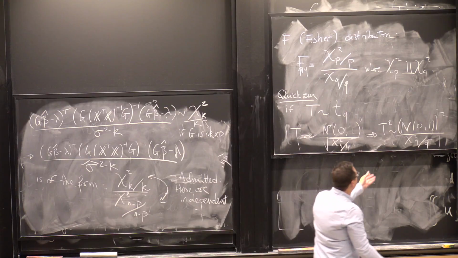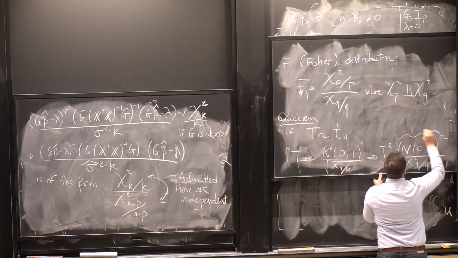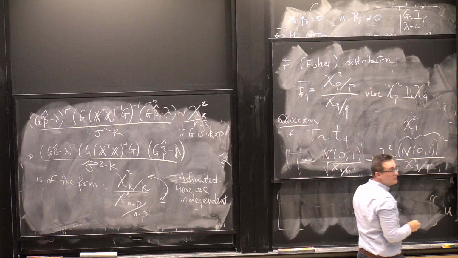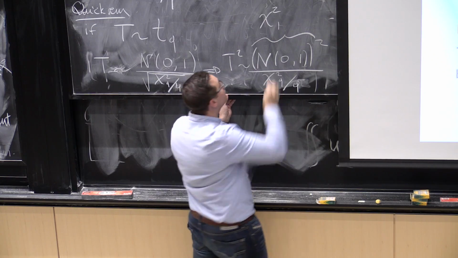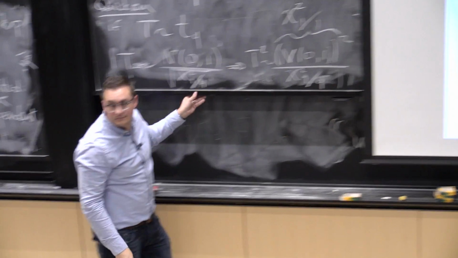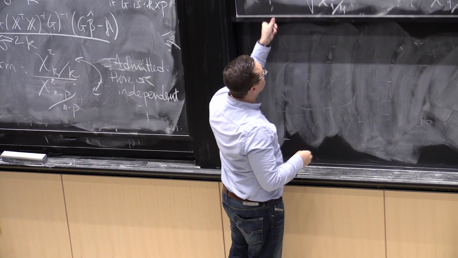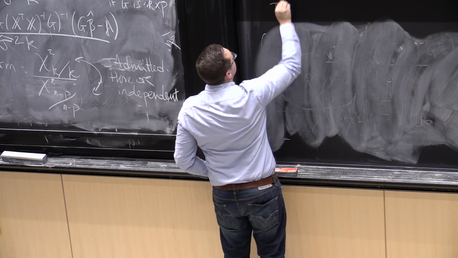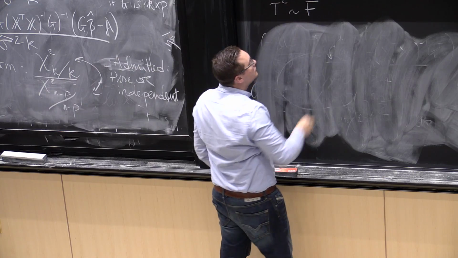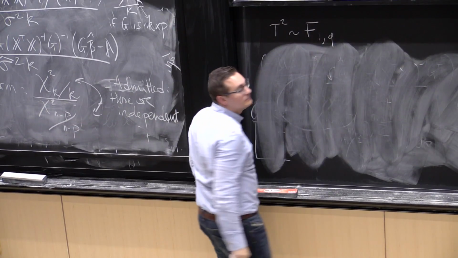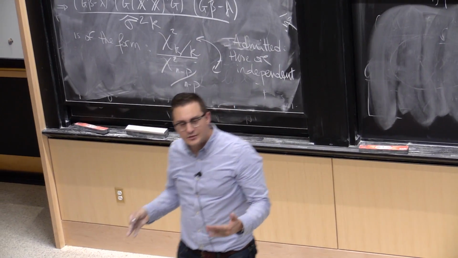Chi-square with 1 degree of freedom, right? So this is a chi-square with 1 degree of freedom, and in particular, it's also a chi-square with 1 degree of freedom divided by 1. So T squared, in the end, has an F distribution with 1 and Q degrees of freedom. So those two things are actually very similar.